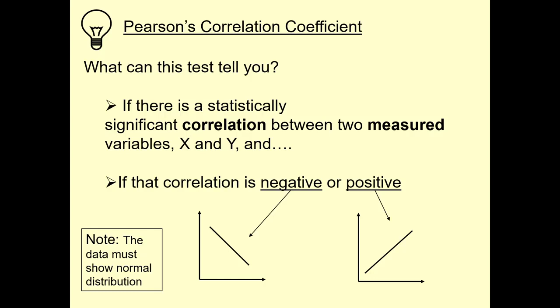From GCSE you may remember this. Instead of calling it coefficient, you may know it by a line of best fit. So if that correlation is negative, if it's positive, you can only do this correlation if it's between two measured variables and the data must show normal distribution.